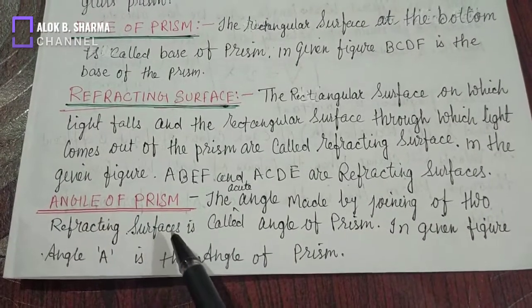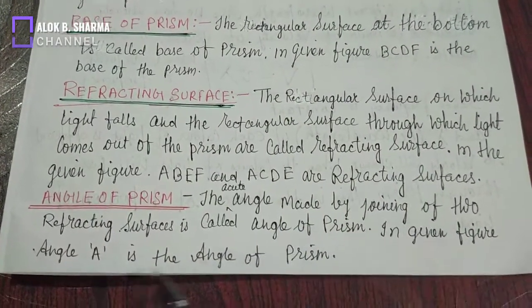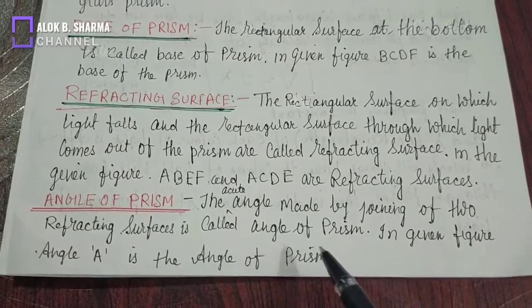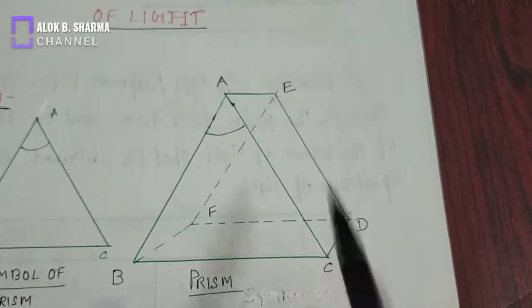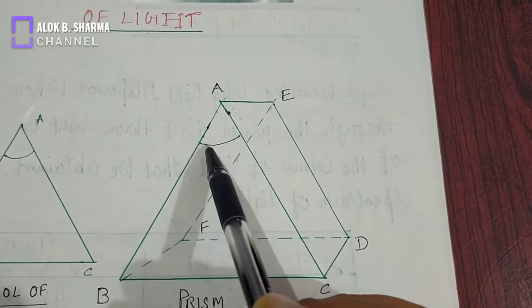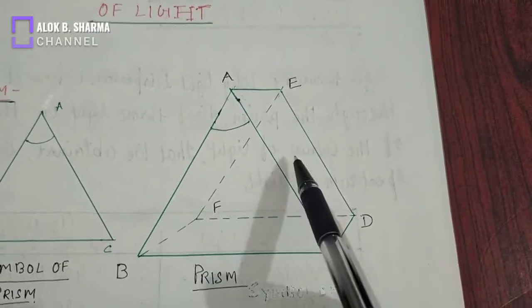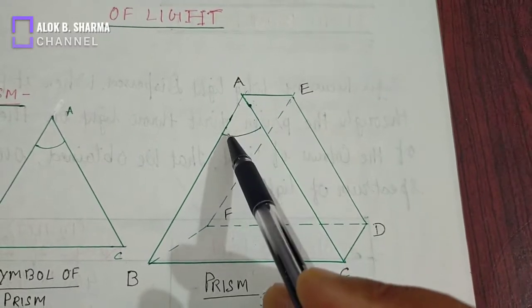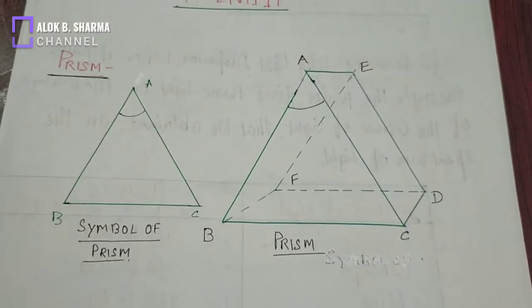Angle of prism. This is very important. The acute angle made by joining of two refracting surfaces is called angle of prism. In given figure, angle A is the angle of prism. This is the angle. This is the angle of prism. When two refracting surfaces meet, an acute angle forms and this angle is called angle of prism.